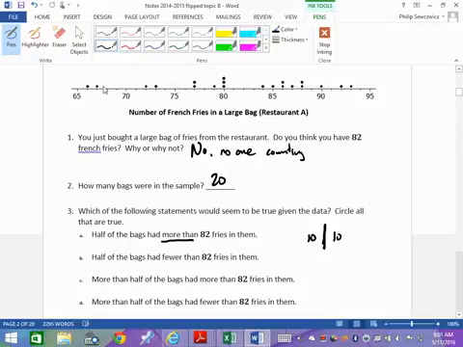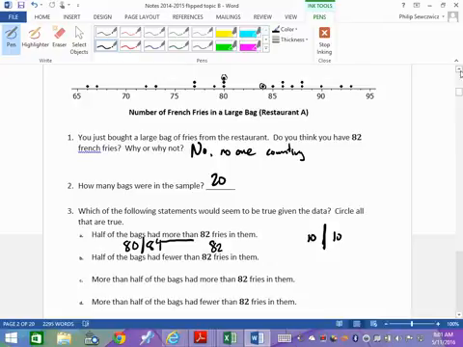So if we count 1, 2, 3, 4, 5, 6, 7, 8, 9, 10, this is my 10th number there. If I count from this direction, 1, 2, 3, 4, 5, 6, 7, 8, 9, 10, this is my 10th number there. So if we look at those two numbers, I've got an 80 and I've got an 84. Who's in the middle? Well, that would be the median. So the median is 82.